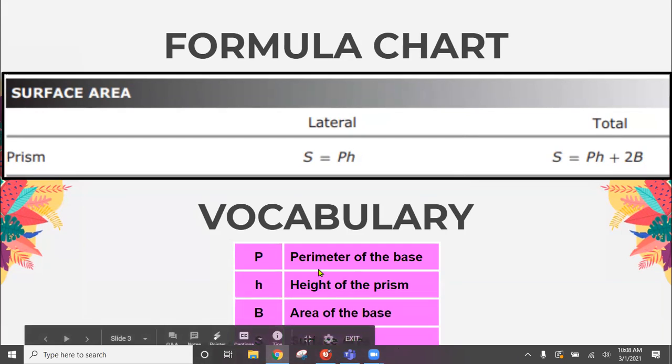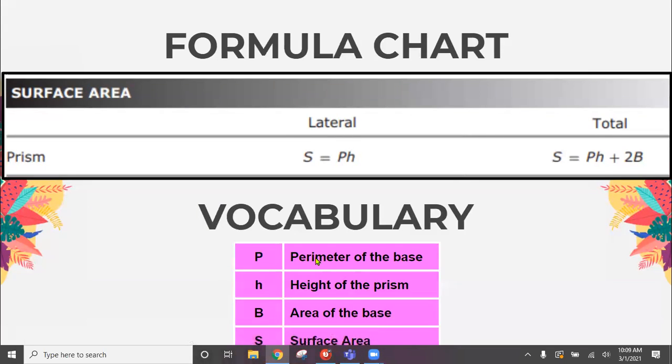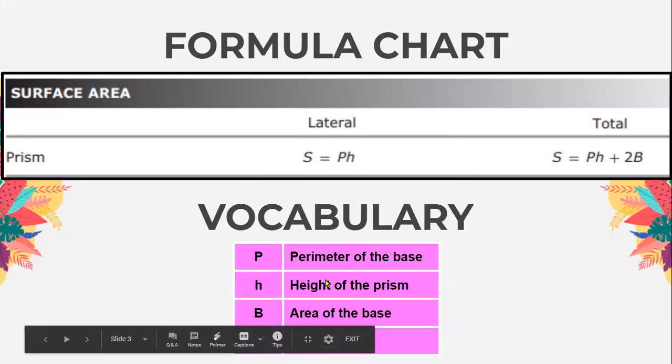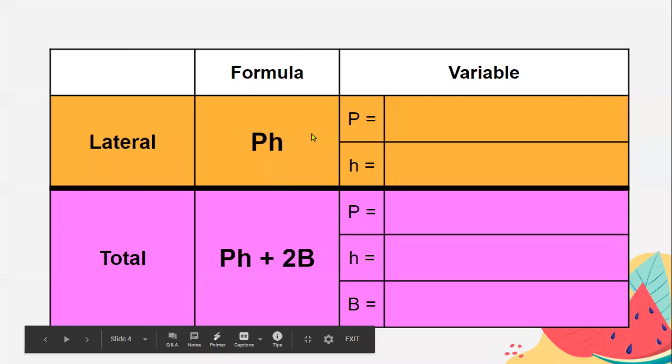All right, so like I said, formulas are the same as last week. Okay, lateral is capital P times H. Total is P times H plus 2B. Okay, capital P still means perimeter of base. H is height of prism, and capital B is area of the base.